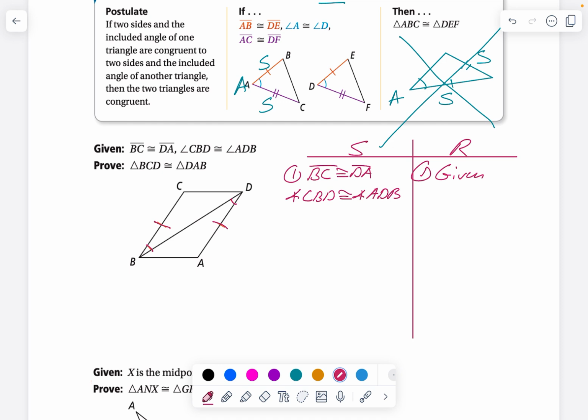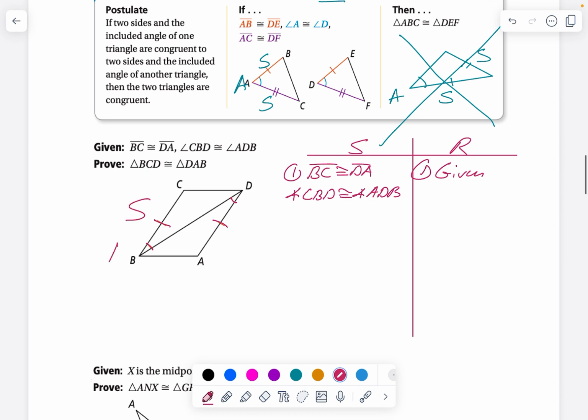So now, if we're going to use this new theorem, we need side, angle, side, right? We need the other side of that angle, and we can see that that third side is also the same side for both triangles. So I'm going to mark it here. We're going to say BD congruent to BD, just like we did yesterday, reflexive. And then we can say that the two triangles are congruent.